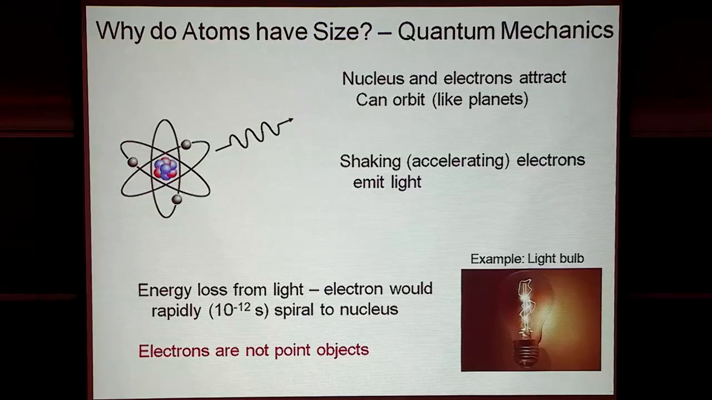What's going on there? Now, you might say, well, how do we know they aren't orbiting around like the planet around the sun? Yeah, they can do that, but when they orbit around, they're shaking back and forth, and these electrons are going to emit light. And you know that's true.